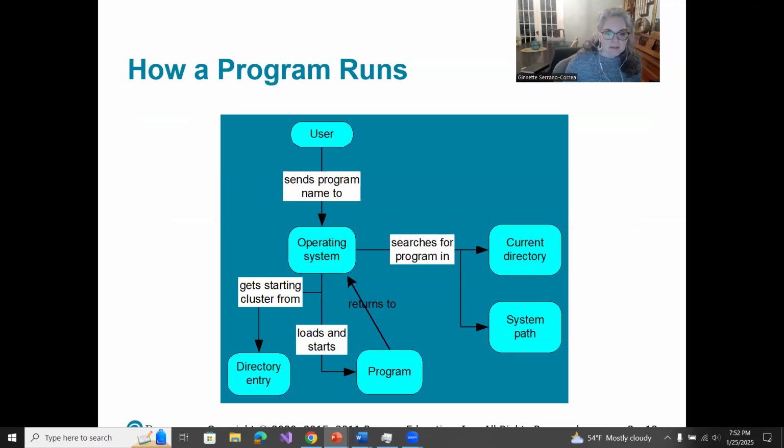Okay, and then this slide shows how a program runs. In your book, you also have all the different steps. It explains these steps, and I definitely want you to look at that and make sure that you understand.